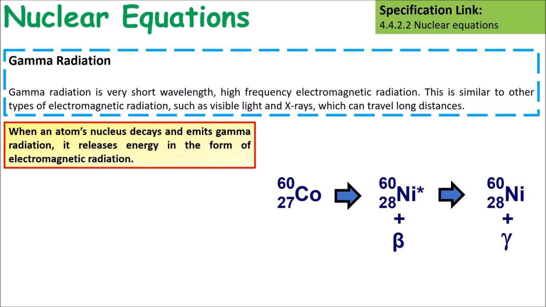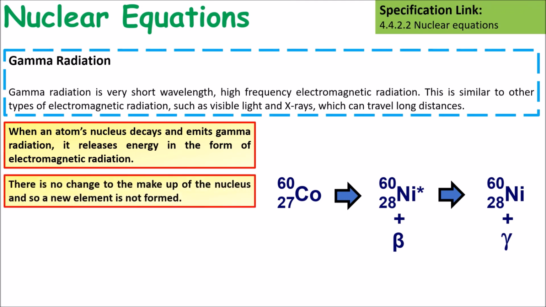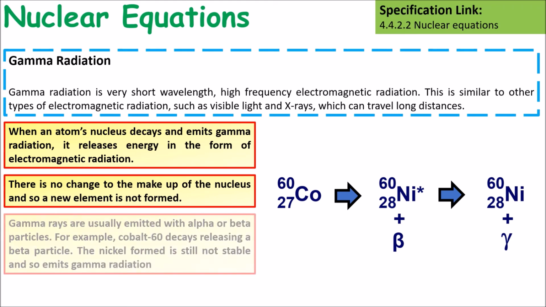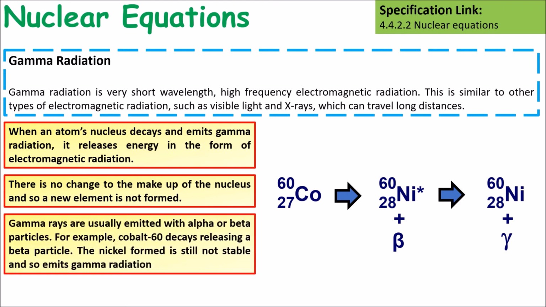So when an atom's nucleus decays and emits gamma radiation, it releases energy in the form of an electromagnetic wave. So there is no change to the nucleus and so no new element is formed. Gamma rays are usually emitted with alpha or beta particles. So for example, cobalt-60 decays releasing a beta particle. The nickel formed is still not stable, so emits that extra bit of energy as gamma radiation.